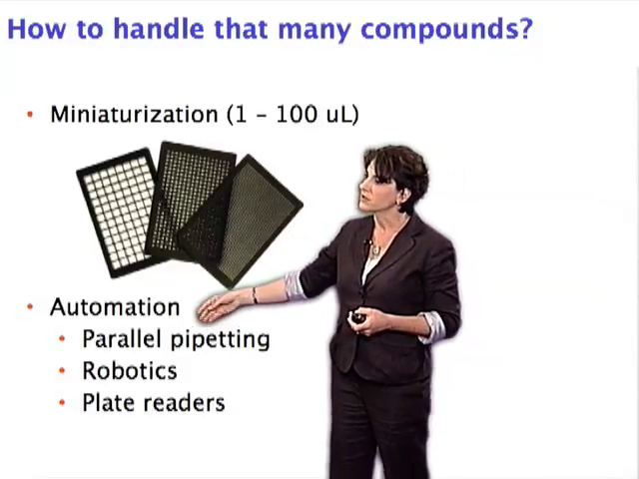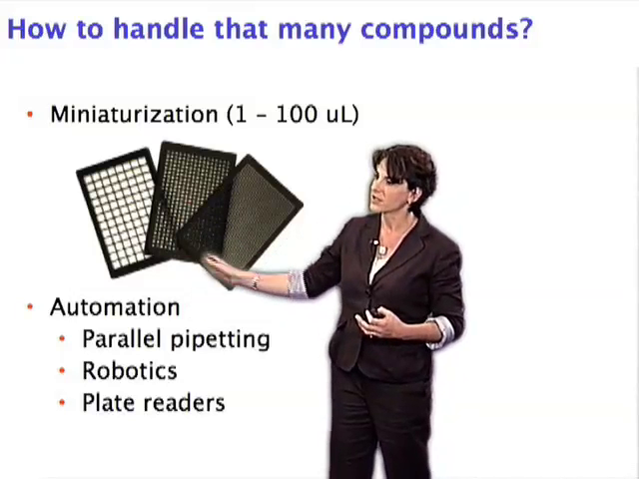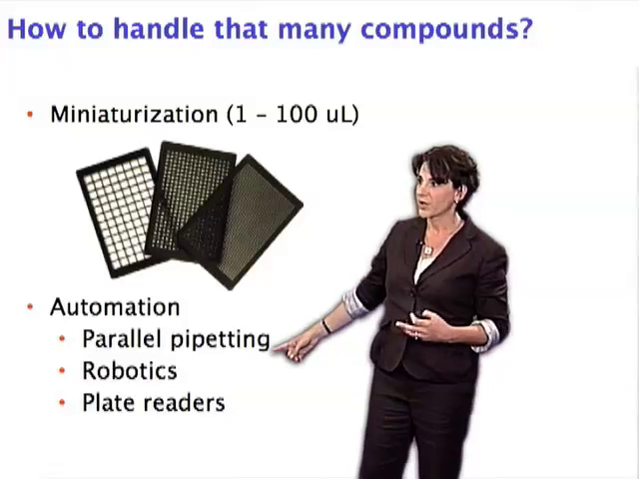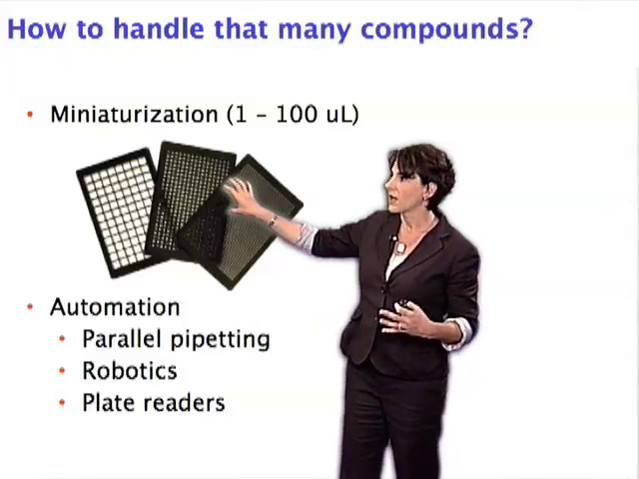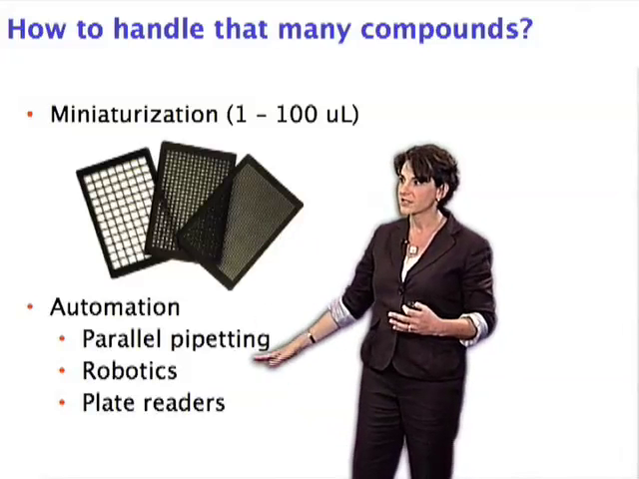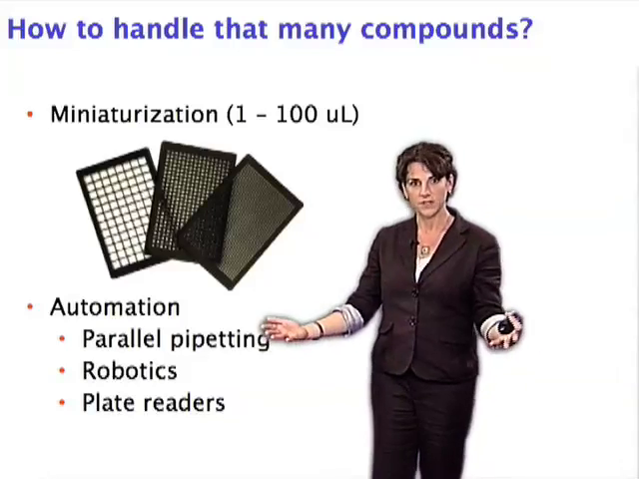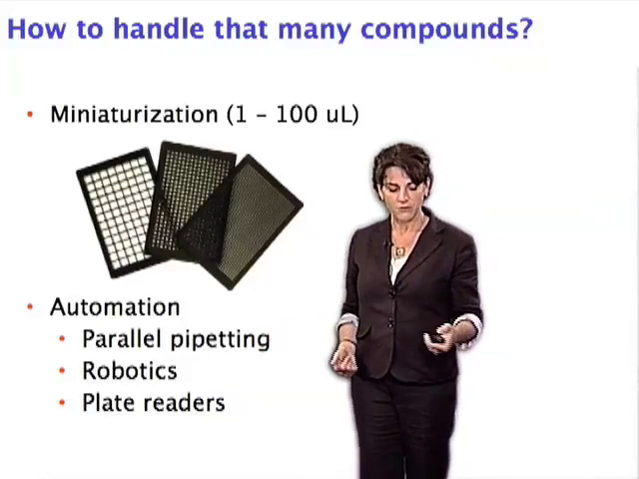And then there's automation. So we have automation that allows us to prosecute many examples of these plates, one right after the other. We have parallel pipetters so that we can add reagents with high reproducibility to each of these experiments, robotics to handle those plates and those pipettes, and then plate readers that are able to read all of these experiments in a high throughput fashion.